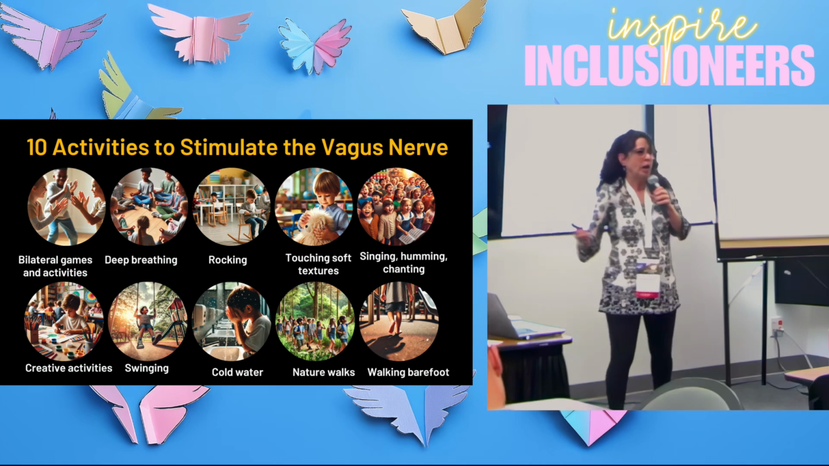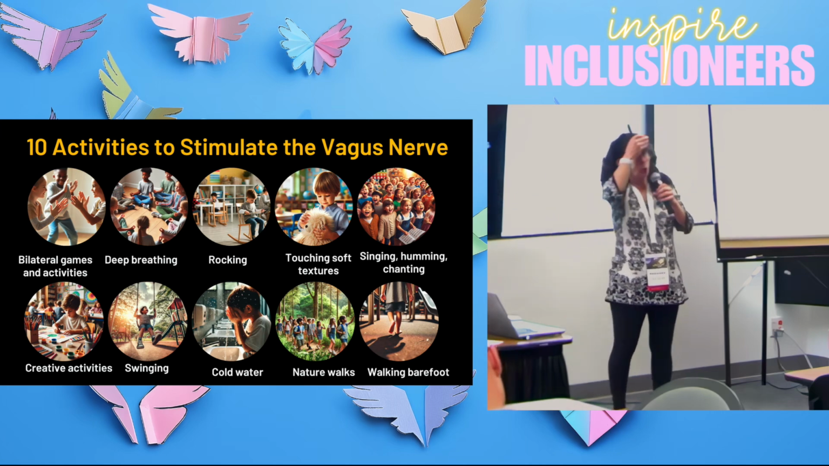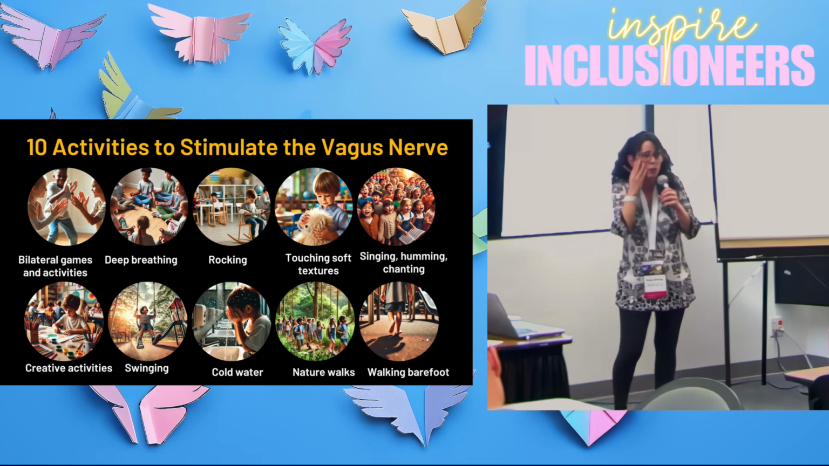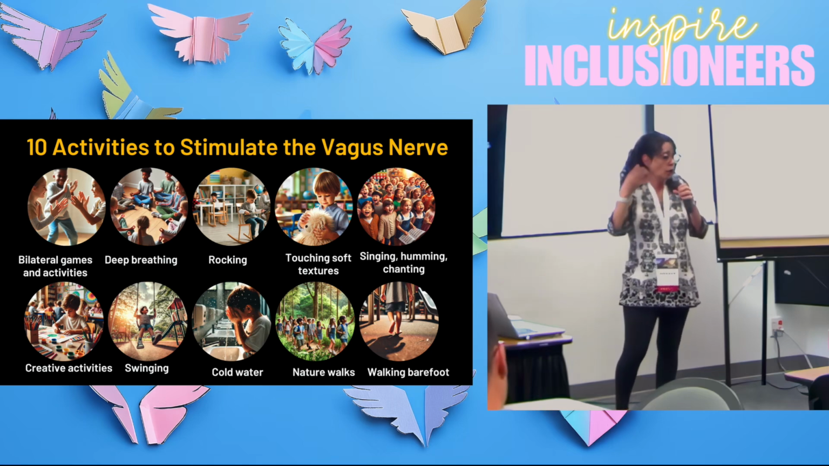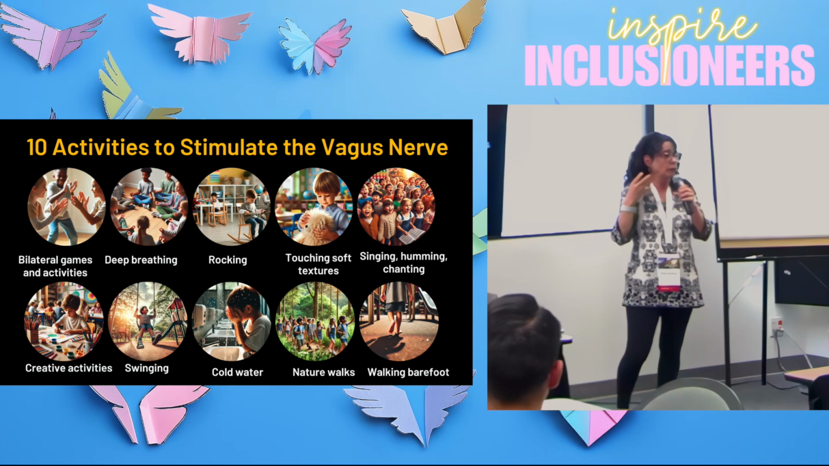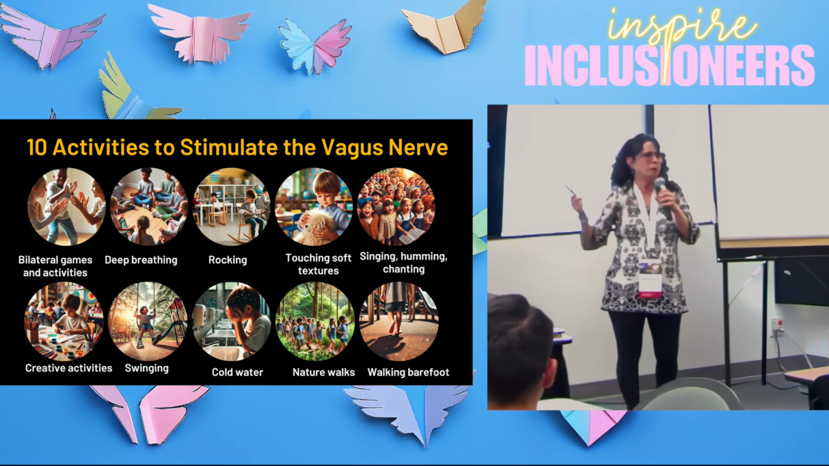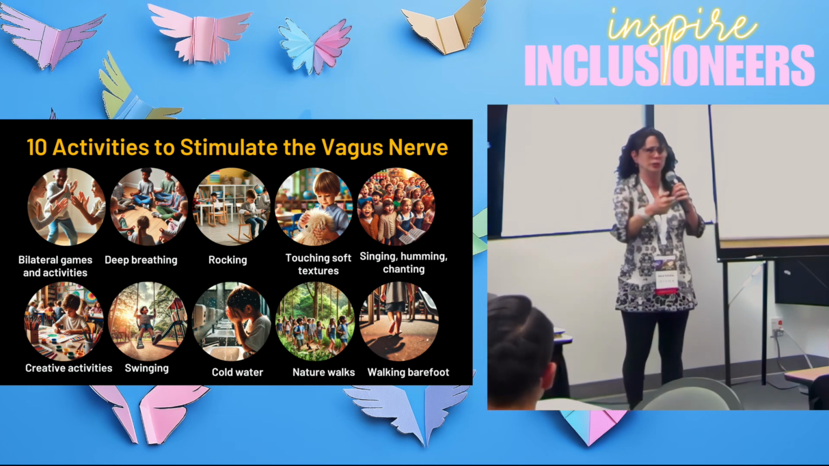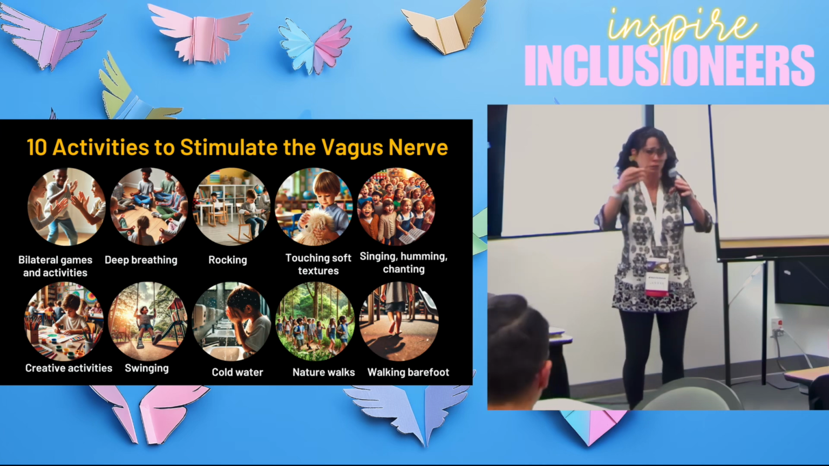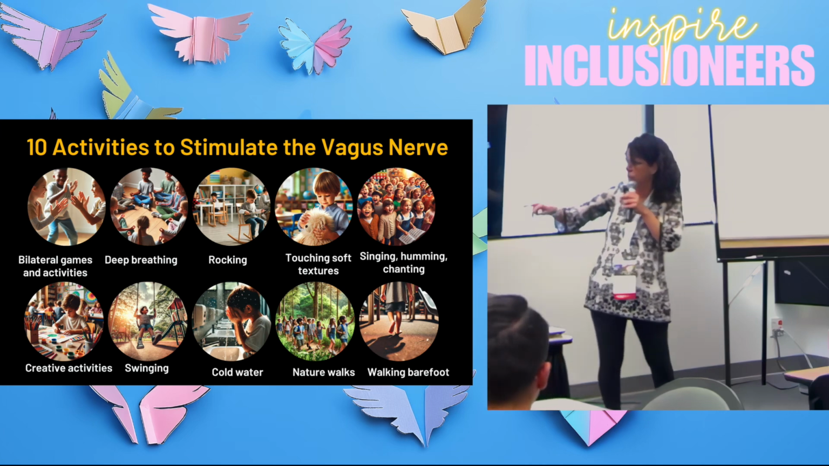Cold water. Having access to cold towels or a cold water bottle, being able to splash your face with cold water when you're getting overwhelmed or overstimulated helps you calm down the vagus nerve. There's a lot of people who do ice baths. I don't know if you've seen those on Instagram or YouTube. People do ice baths for their vagus nerve.